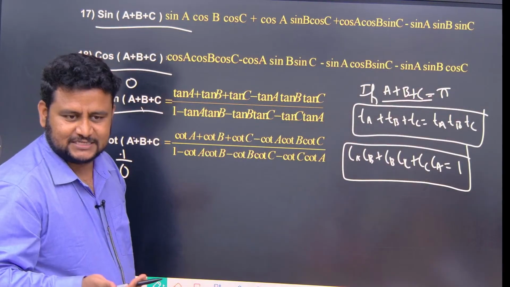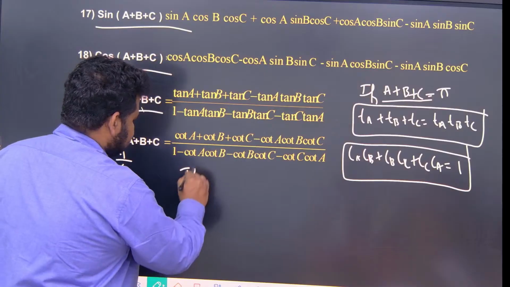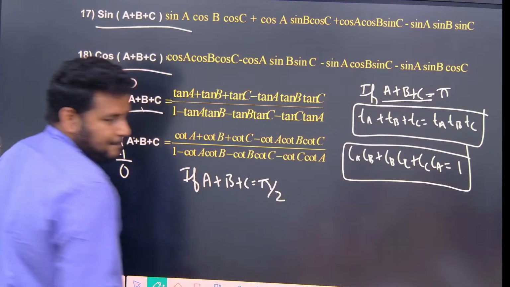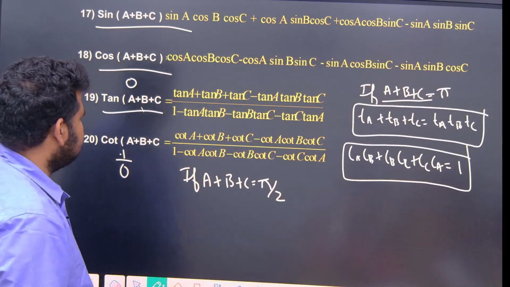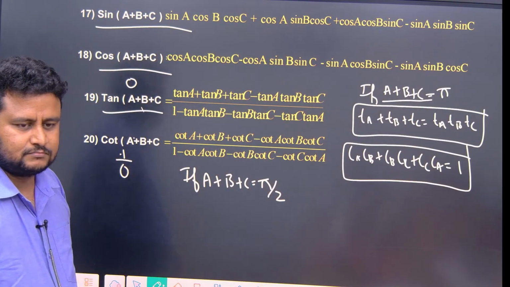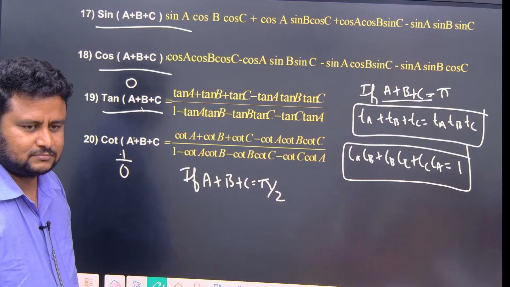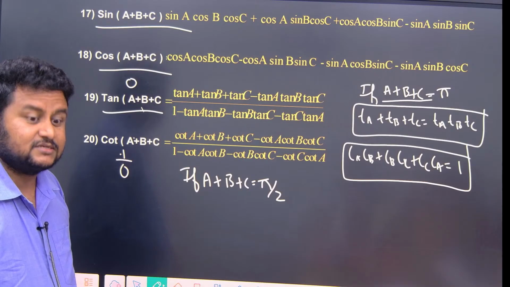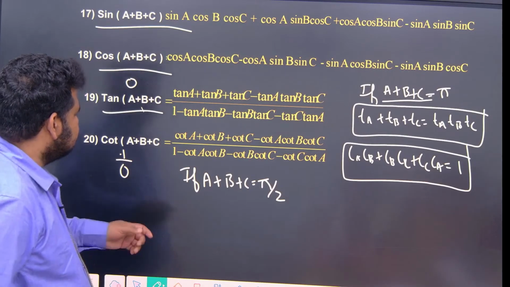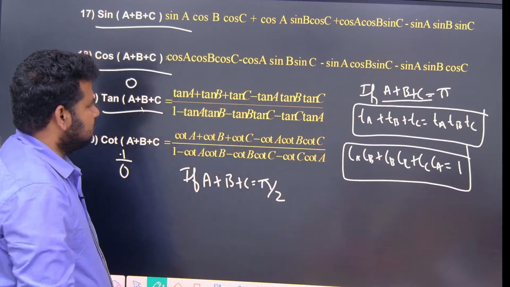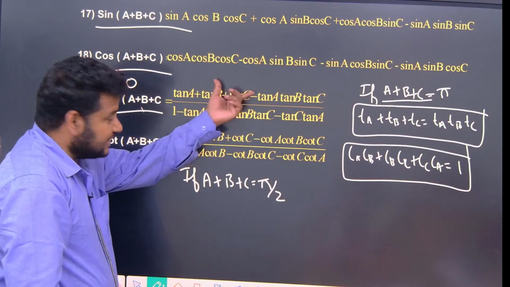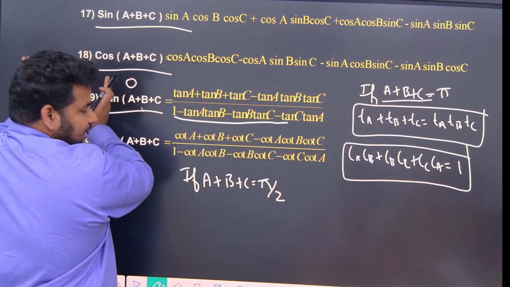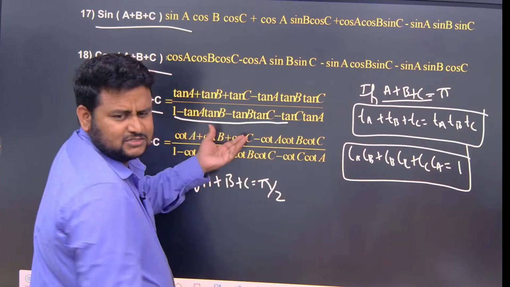Now my question is, if A plus B plus C is equal to pi by 2, what will happen now? Tan pi by 2 is undefined. Correct? Now undefined means it is 1 by 0. So the numerator will become 0, and this entire thing will become equal to 0. What I told is correct.